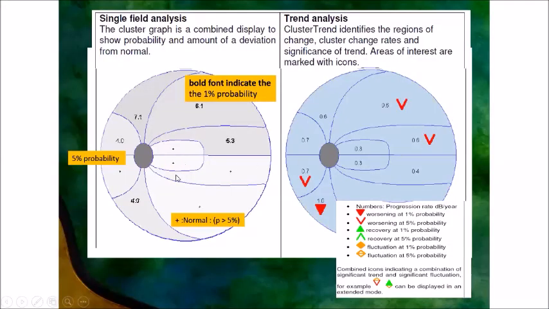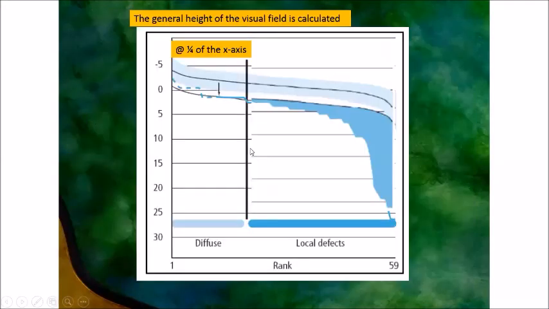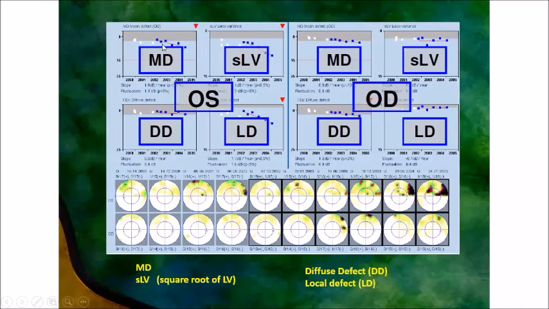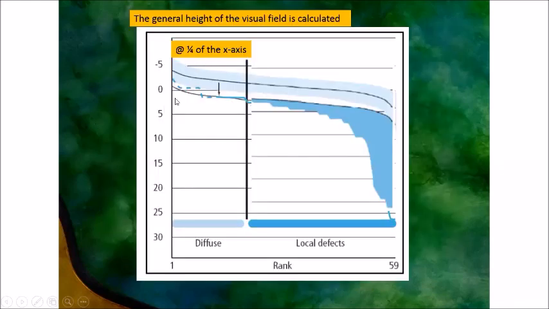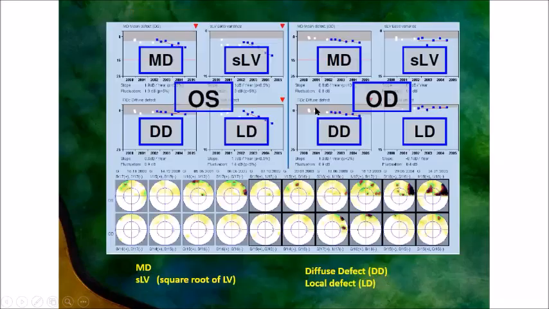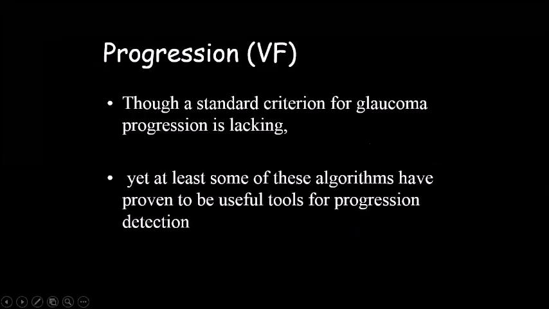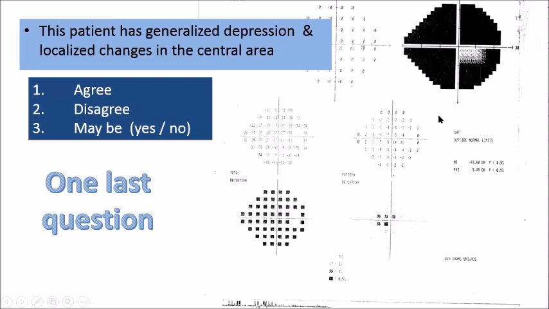There is a whole presentation on my site on how it is calculated. Again, in the follow-up in the Octopus, they can give us trend analysis for the mean deviation, the standard deviation, the diffuse affection or localized affection. This is known as the diffuse affection of the field, and this is the localized defect, and the gap is analyzed over time. Okay.